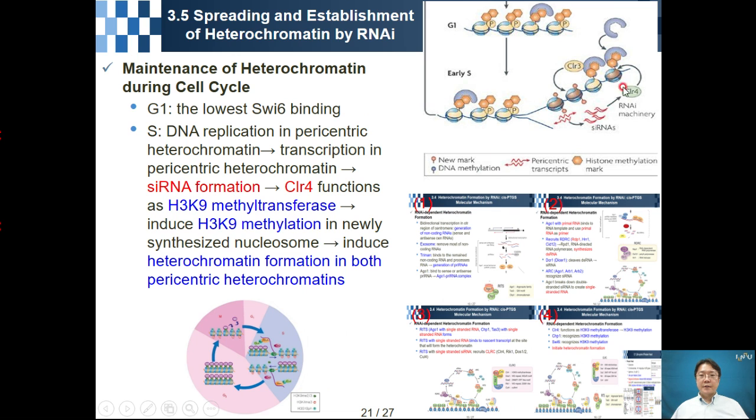After transcription in the pericentric heterochromatin, it will make the siRNA. Some specific mechanisms we already learned in the slide. Finally, Clr4 functions as the H3K9 methyltransferase. So it induces H3K9 methylation in newly synthesized nucleosomes. Finally, it induces heterochromatin formation in both pericentric heterochromatin regions.